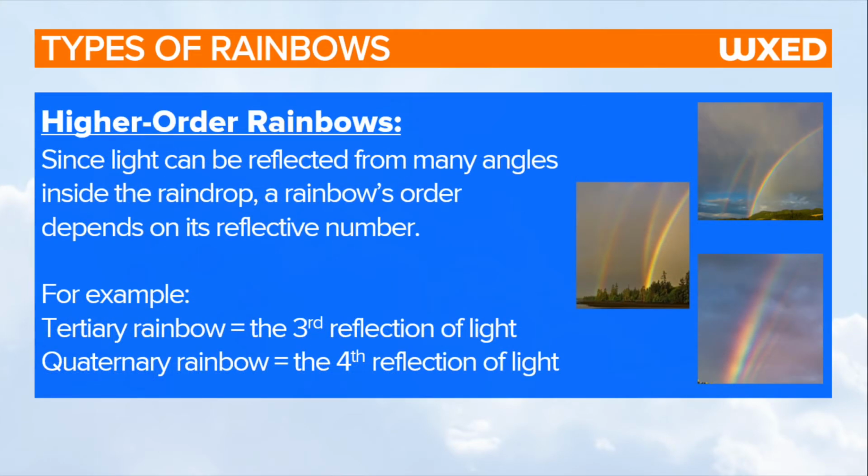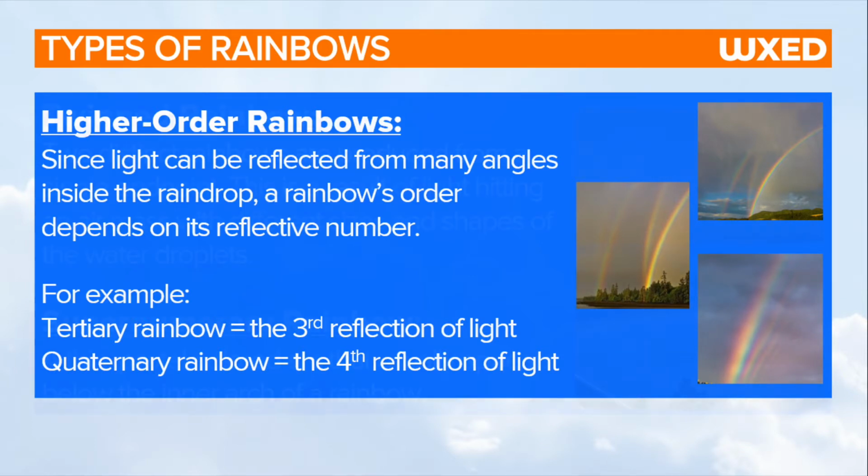Continuing with that pattern of a double rainbow, you can have what we call higher order rainbows, and since light can be reflected from many angles inside the raindrop, a rainbow's order depends on its reflective number. So you can have a reflective number of 3, which means you'll get 3 rainbows. You can have one of 4, you'll get 4 rainbows, and so on and so forth. Scientists have found up to a number of 200, which means you technically could have 200 rainbows.